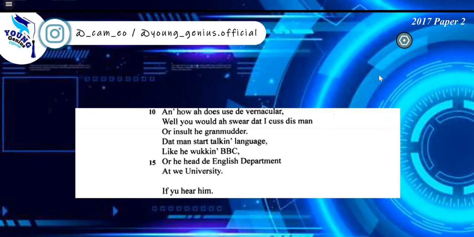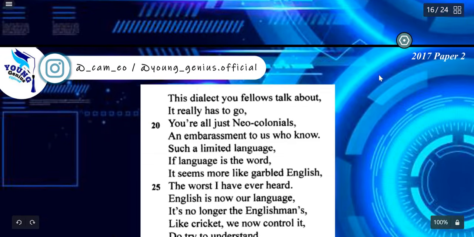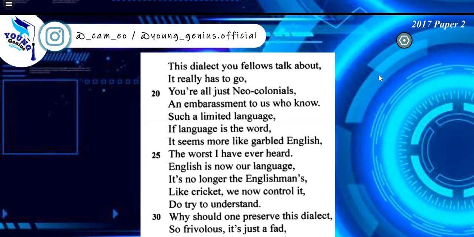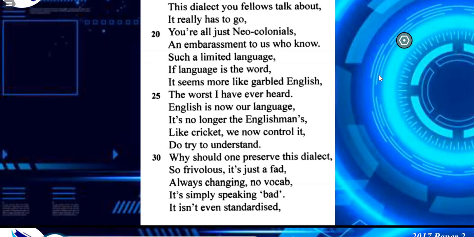Well, you would have swear that I cuss this man or insult his grandmother. That man start talking language like he work in BBC. Oh my god. Or he had the English department at the university. If you hear him, this dialect your fellow talk about, it really has to go. You're all just neo-colloquials, an embarrassment to us who know such a limited language, if language is the word. It seems more like garbled English, the worst I have ever heard. English is now our language. It's no longer the Englishman's. Like cricket, we now control it. Do try to understand. Why should one preserve this dialect? So frivolous, it's just a fad.